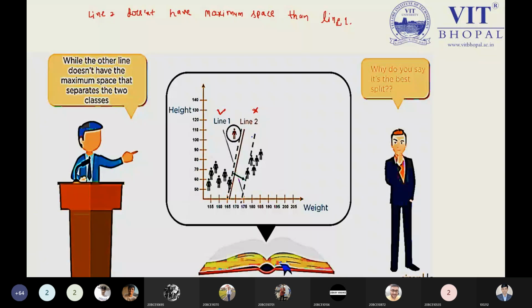Why? Tell me. Because the line one maximum distance value is higher than the line two maximum distance. Okay. So I can write over here for betterment, although it is already written, line two does not have the maximum space of line one. So the maximum space value of line one is higher than line two.